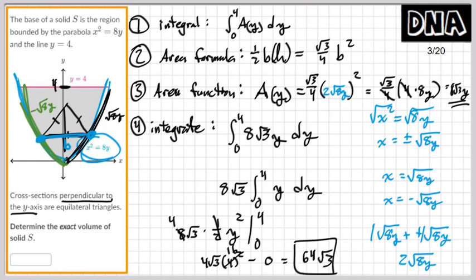That's our answer. Notice this says exact. If you tried to do this in a calculator, you would not get this exact number. The square root of 3 is an irrational number. That's why you have to do it by hand.